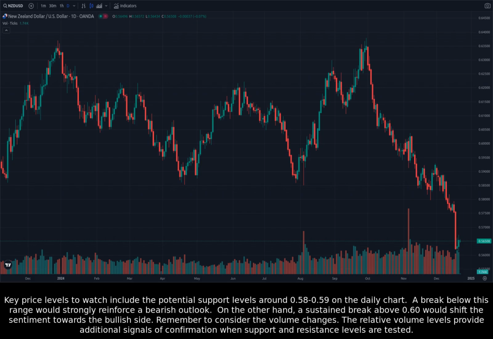Key price levels to watch include the potential support levels around 0.58 to 0.59 on the daily chart. A break below this range would strongly reinforce a bearish outlook. On the other hand, a sustained break above 0.60 would shift the sentiment towards the bullish side. Remember to consider the volume changes. The relative volume levels provide additional signals of confirmation when support and resistance levels are tested.